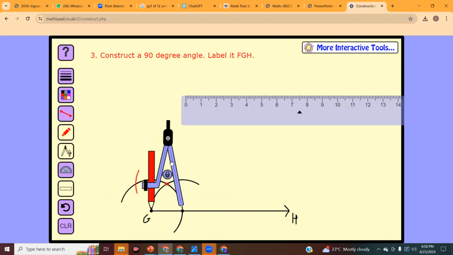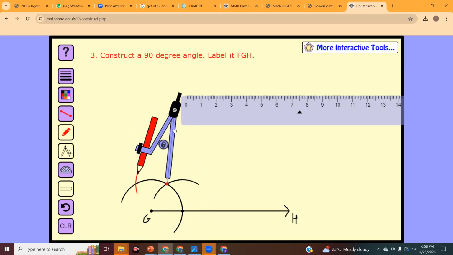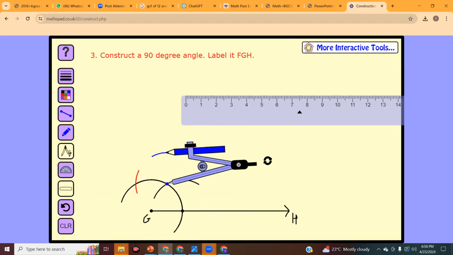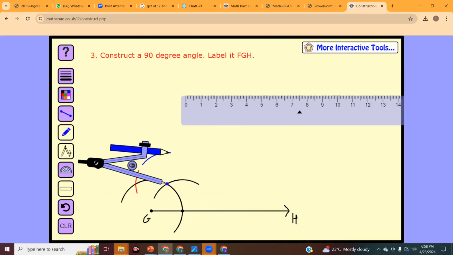Okay, it's the same. So what I'm gonna do is draw another arc. And notice where the arc is gonna go. I'm gonna call this blue. That's right there, blue. So I'm gonna draw another arc right here, just like that. I'm gonna draw another arc, just like that.